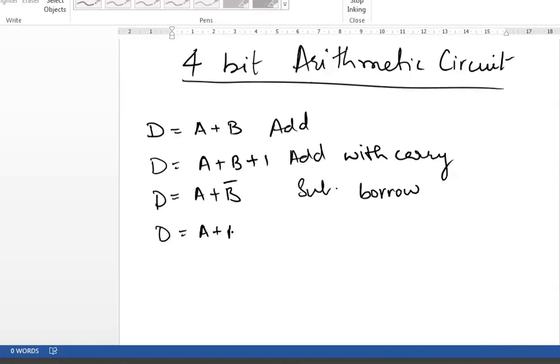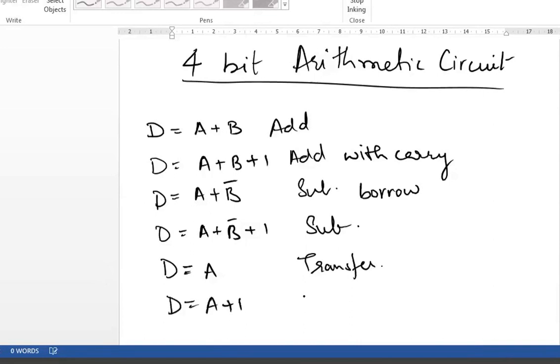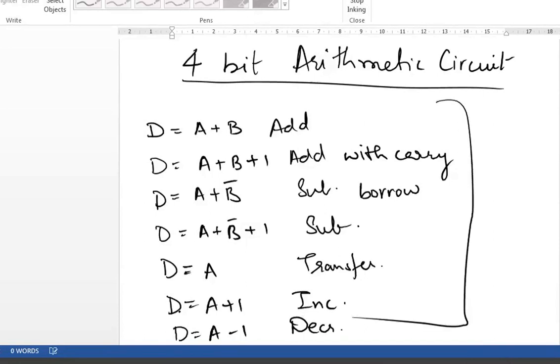Next is A plus B dash plus 1. It is my normal subtraction operation. We will also be carrying out a simple operation D equals A, which is my transfer operation. I'm just transferring data from one register, one value, to another. Then D equals A plus 1, increment operation. D equals A minus 1, decrement operation. These are the operations which we will be performing through a single circuit.